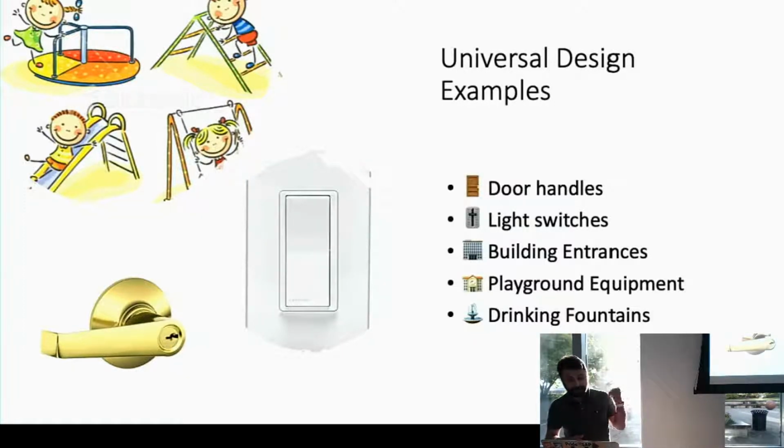Another perfect example, playground equipment. No one has to tell a child how to play on playground equipment. You know how to use the slide, you know how to use the jungle gym from an early age. So it is universal in the sense that you can learn it really quickly. Drinking fountains is the last one I threw on there. Everyone knows how to use those.